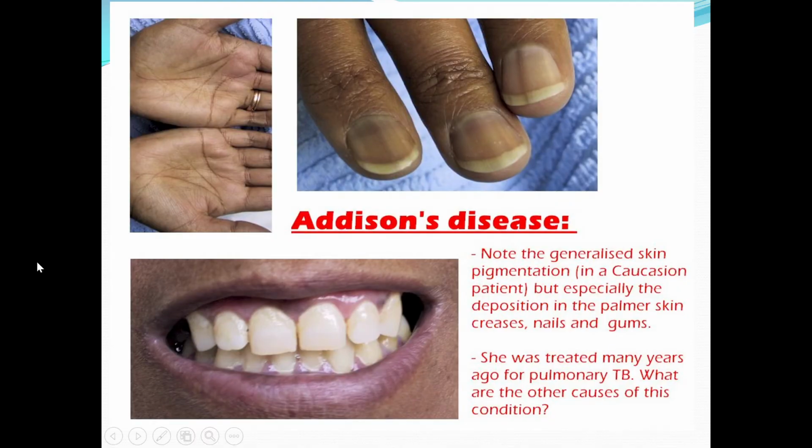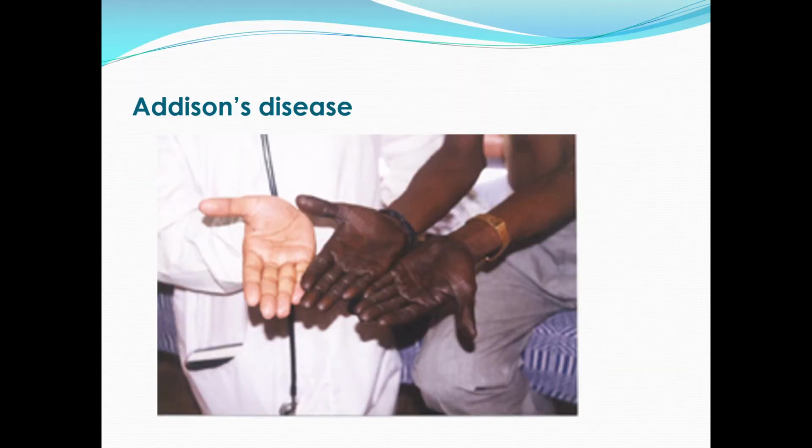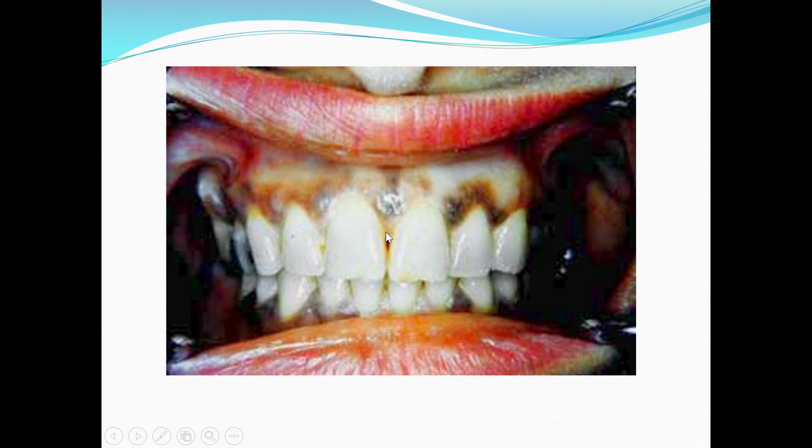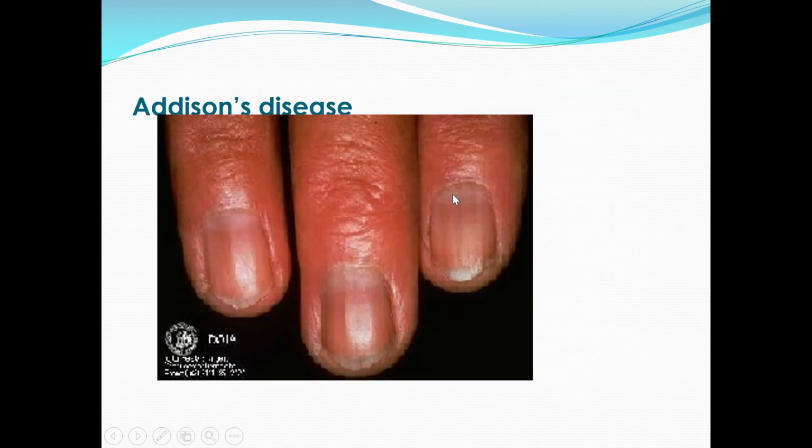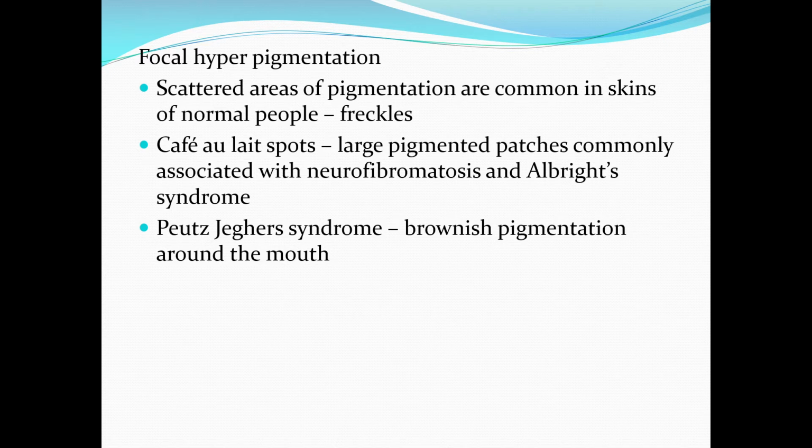This is the figure of various examples of hyperpigmentation in case of Addison's disease. You can find it in the nail, in the palm creases, and in the gum. These are the areas where you typically find hyperpigmentation in Addison's disease. Again, you can see hyperpigmentation. Compare the two palms: this is the patient's palm, hyperpigmented. Hyperpigmentation in the gum area, in the nail ridges. So that was the general hyperpigmentation.